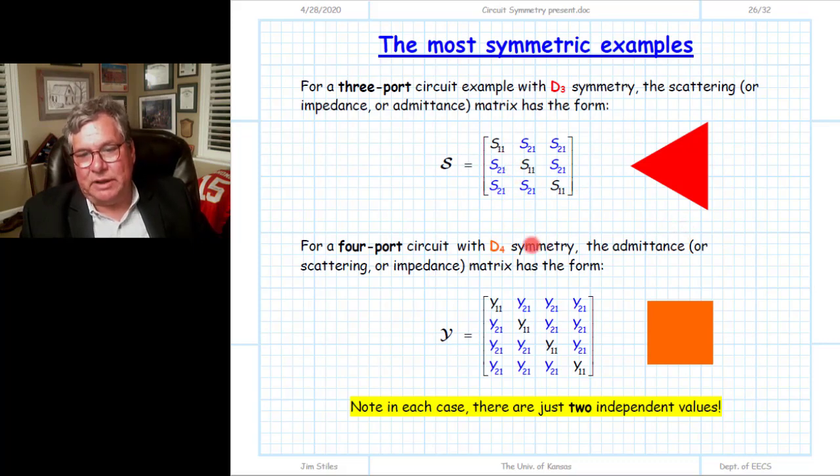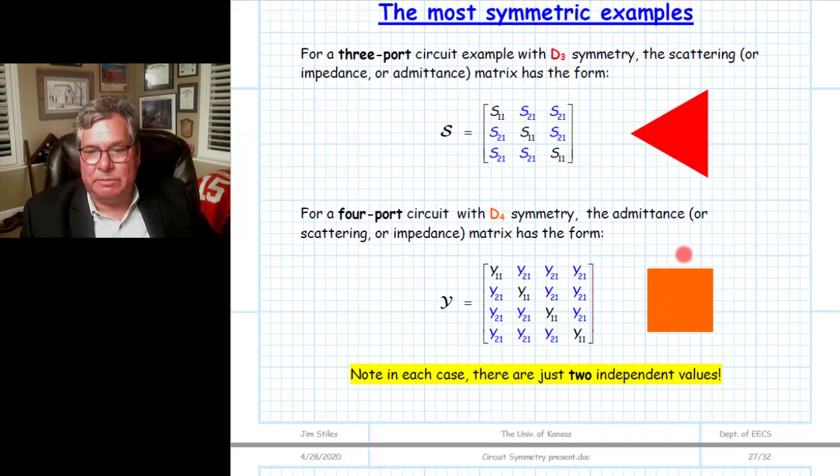If we extend that to a 4-port device with D4 symmetry, this is a very high level of symmetry, that of a rectangle, 8 different operations that we can apply, and we'll leave the circuit congruent. As we might expect, we find that there are only 2 different independent values in the resulting matrix. Here I show an admittance matrix, but this would likewise be true for a scattering matrix. All the diagonal elements are the same. If I know one diagonal element, I know all of them, and all the off-diagonal elements are the same. Once I know one off-diagonal element, I know all of them.